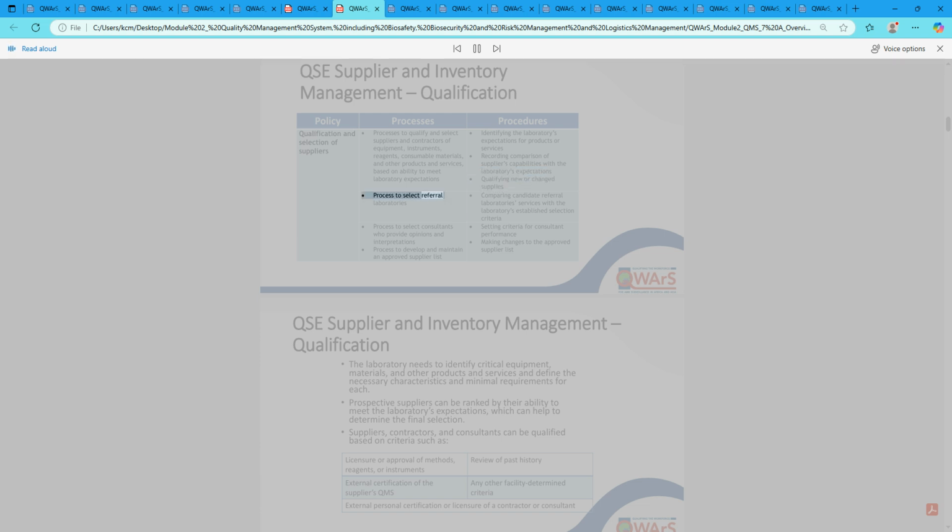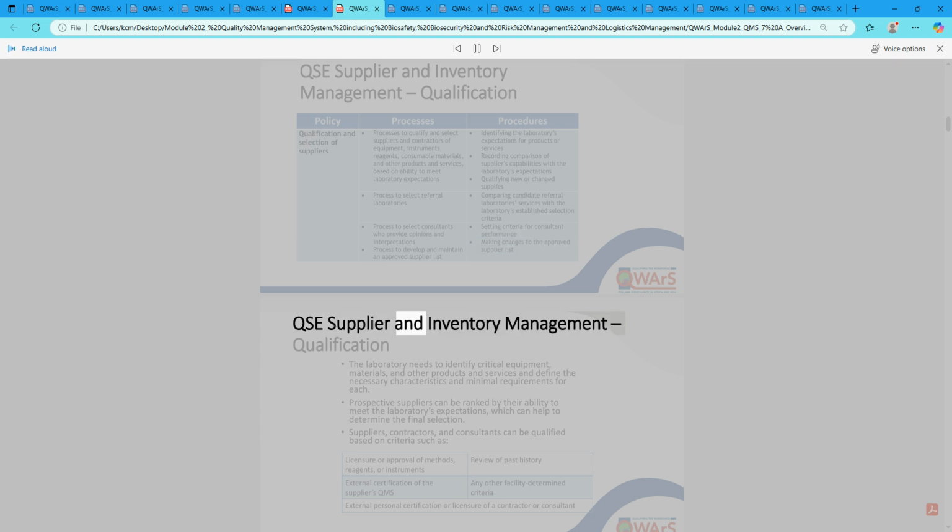Process to select referral laboratories: comparing candidate referral laboratory services with the laboratory's established selection criteria. Process to select consultants who provide opinions and interpretations. Process to develop and maintain an approved supplier list. Setting criteria for consultant performance. Making changes to the approved supplier list.